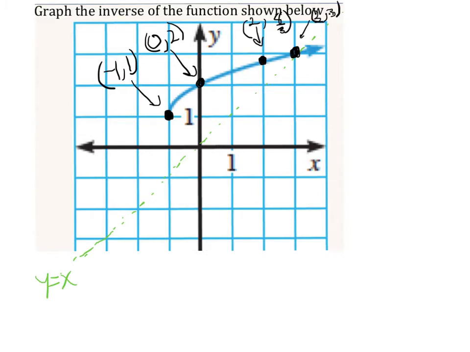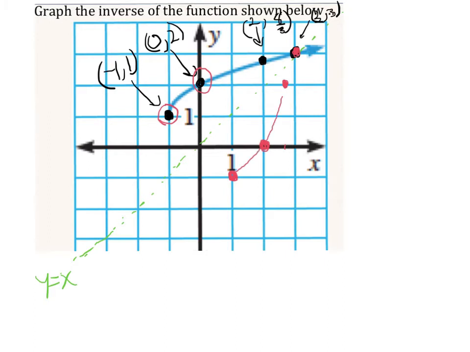Alright. So in red, I'm going to plot my inverse points. So we have 1, -1, the inverse of this guy. Then we have 2, 0, the inverse of this guy. Then we have 8/3, so 2 2/3, comma, 2. So right around there. And then 3, 3, so we just go right over the top with 3, 3 there.